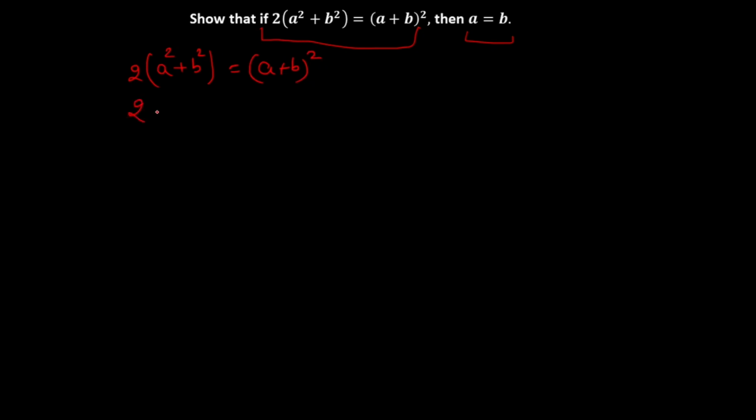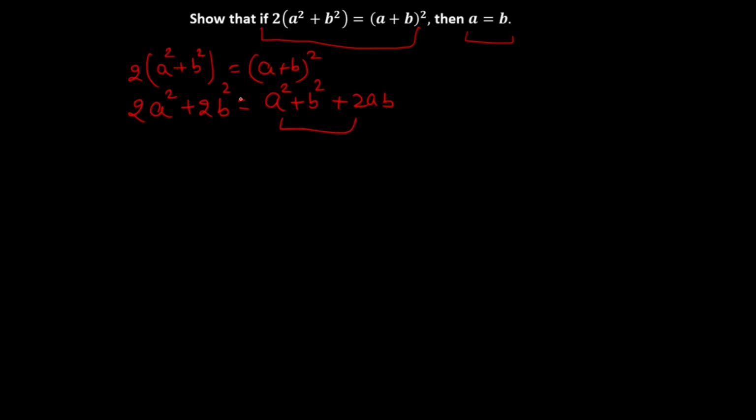So just take 2 inside: 2a square plus 2 times b square. Open the identity, I will be getting a square plus b square plus 2 times ab. There can be more ways to solve this question. That's my way, I am taking this. There are many more ways. Now what is the next method?